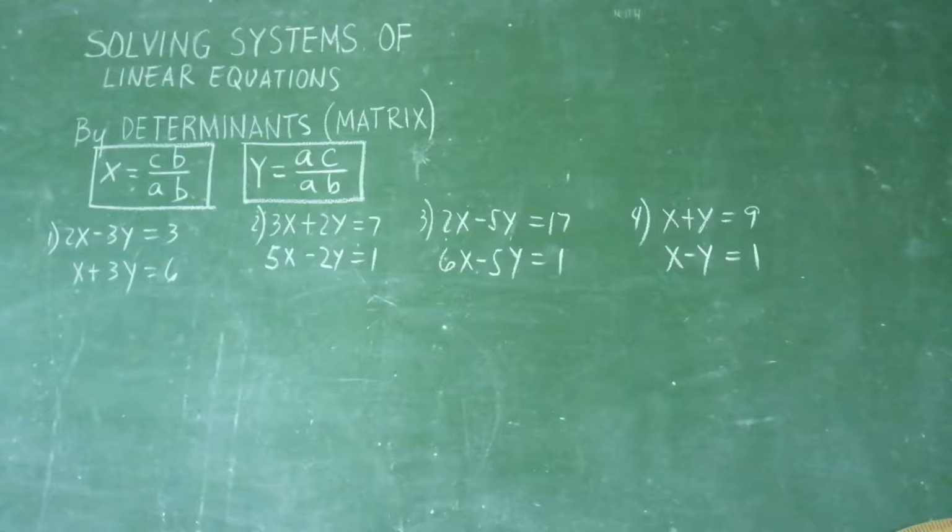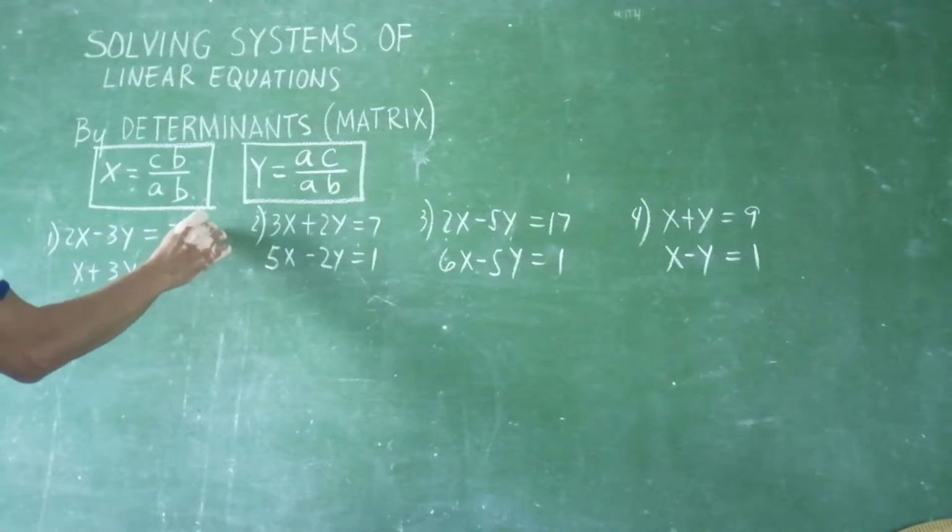For x, we have that formula: CB over AB, and for y it is AC over AB. So A, B, C are the numerical coefficients. So shall we just demonstrate on the board for number 1?